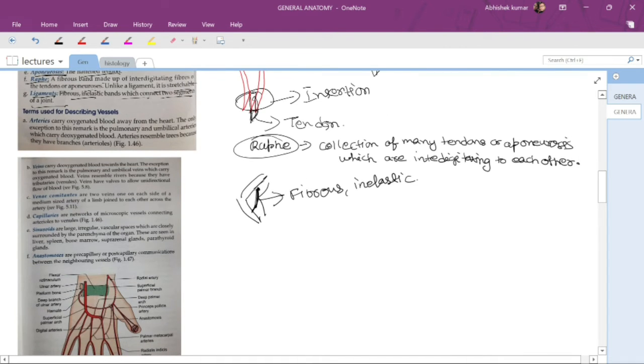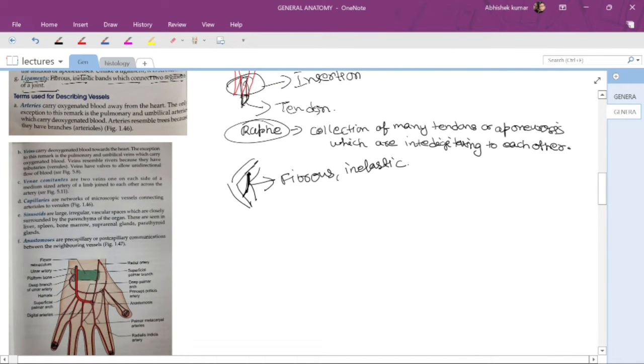Now when we describe terms used for describing vessels, there are lots of vessels here. You currently know only arteries, veins and capillaries, but with further studies, you are going to know more about sinusoids and anastomosis.